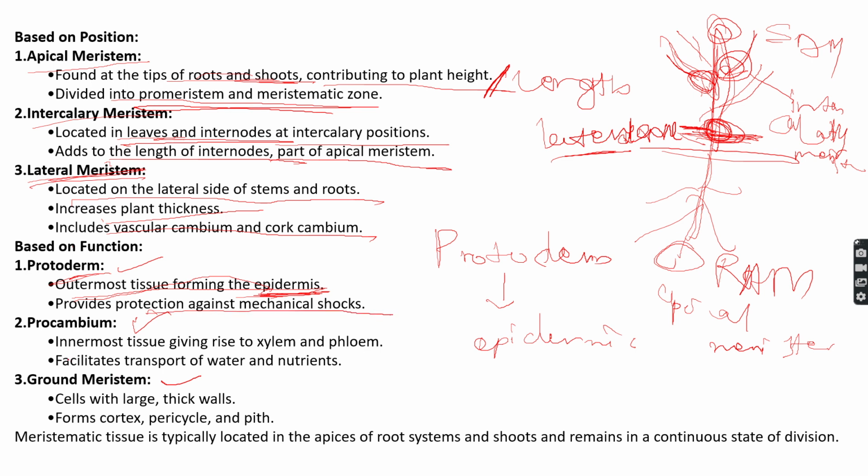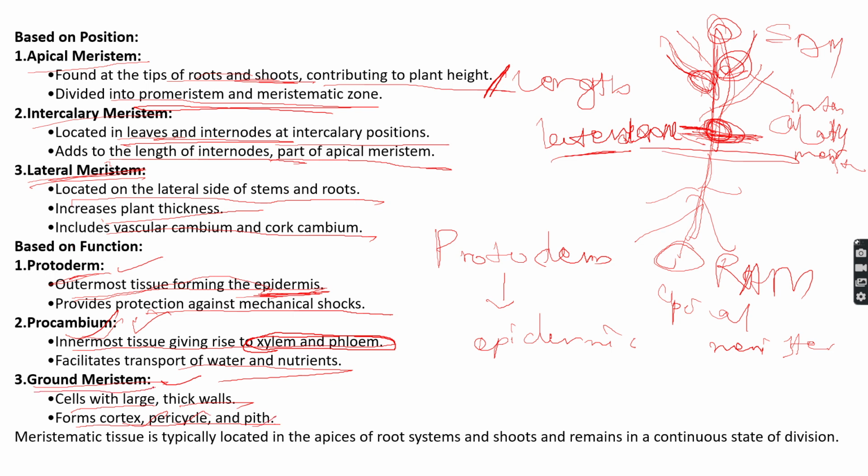Then procambium is the innermost tissue giving rise to xylem and phloem. So the conducting tissues are synthesized from your procambium and facilitate transport of water and nutrients. Then ground meristem is the cells with large and thick wall, and forms cortex and pericycle and pith. Now what are these cells, we will understand later.